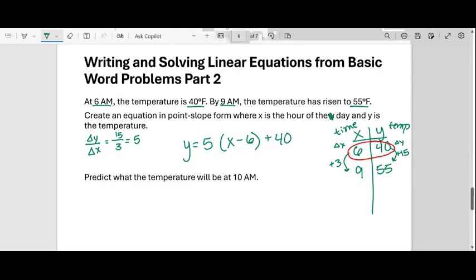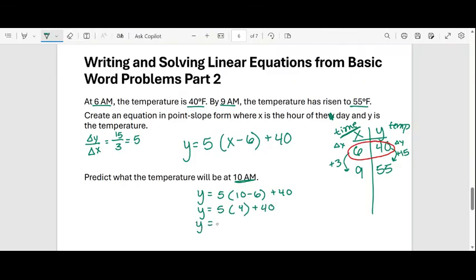What temperature will it be at 10 a.m.? So we're just going to plug in 10 for our X value, right? Because X value is time, 10 o'clock is obviously time. So we'll say Y equals 5 times (10 minus 6) plus 40. We're doing the parentheses first. 10 minus 6 is 4. 5 times 4 is 20 plus 40. And Y is going to be 60. So an hour after 9 o'clock, when it was 55 degrees, it has risen to 60 degrees Fahrenheit in that 1 hour period from 9 a.m., where it was 55 degrees, to 10 a.m., where it was 60 degrees.